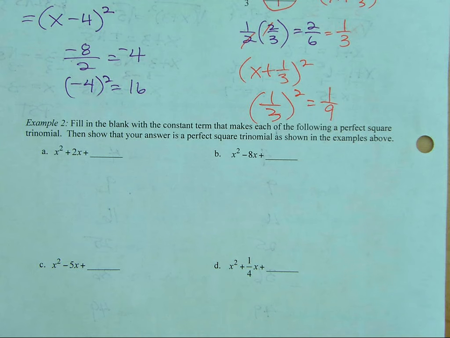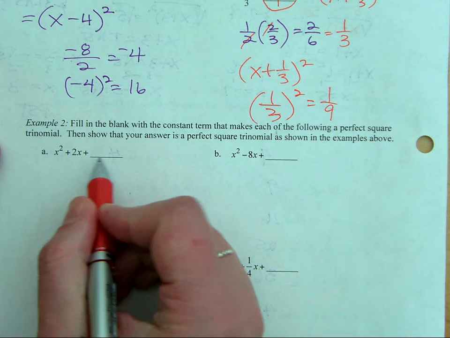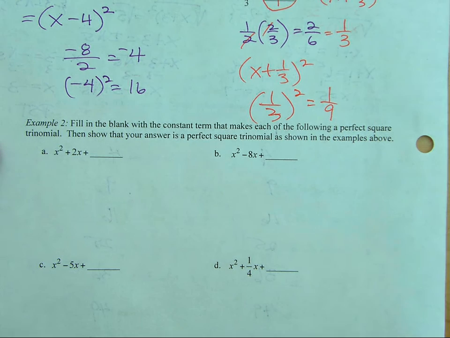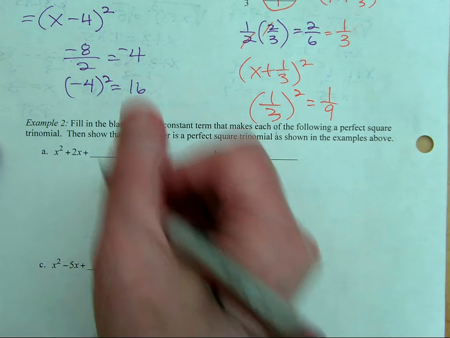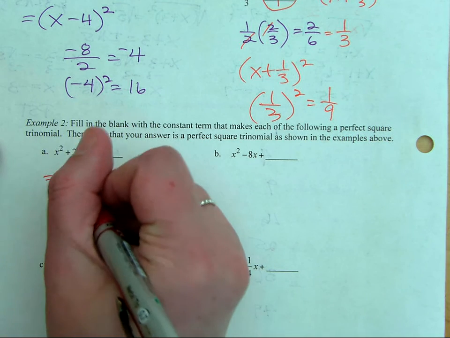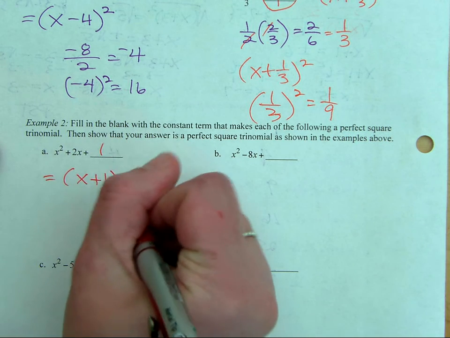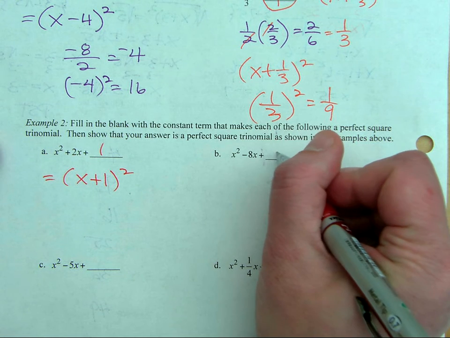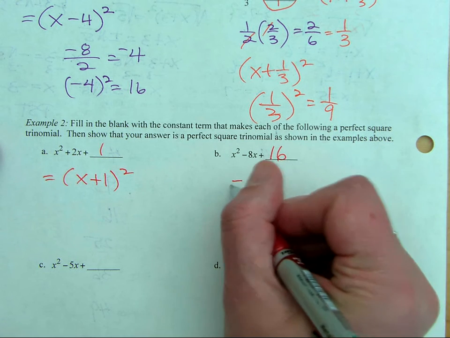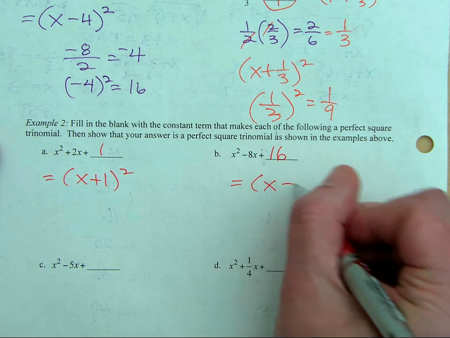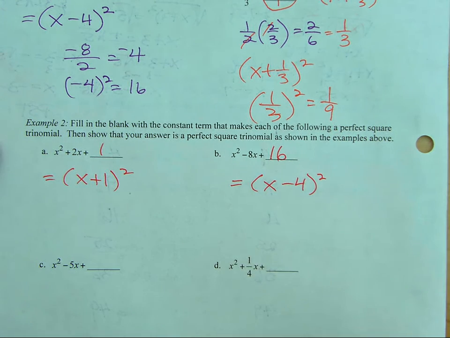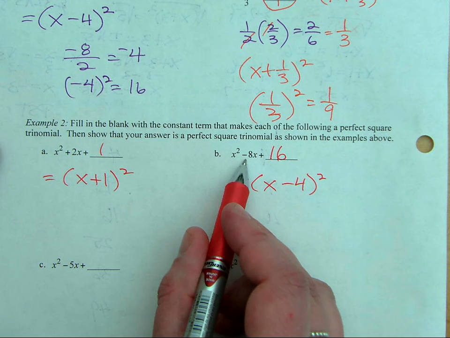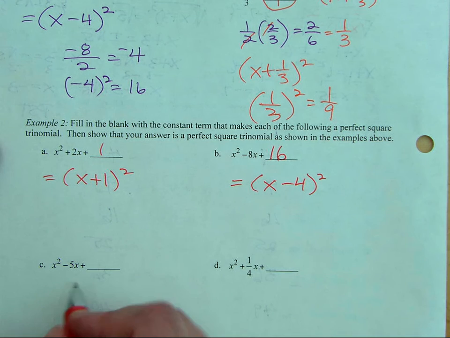All right, so now that you've had a chance to look at those problems, who can tell me what would complete the square here? 1. And how would this factor? Right? What would complete the square here? 16. And how would this factor? -4, because that's the number that you squared, right?